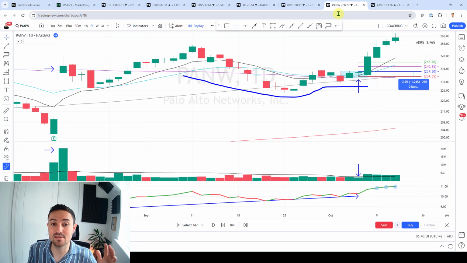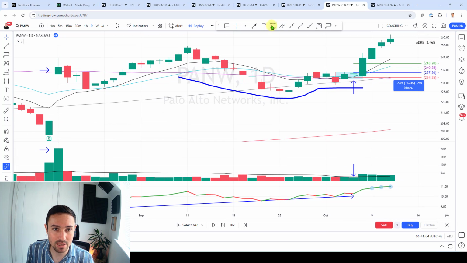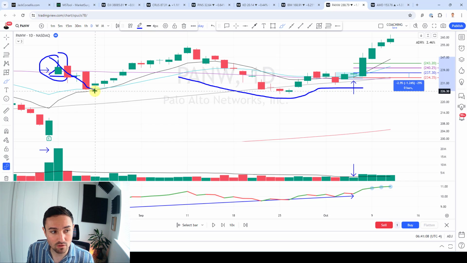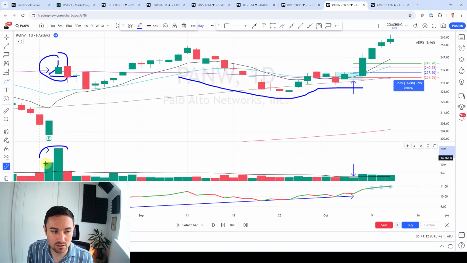So this one here, Palo Alto, this is a low pivot. What you see here is another one that had a good earnings reaction. See how it gapped up here? See how it gapped up here, opened on the low, pushed up, okay, sold off, bounces off the 10 here, and then it starts developing this little low pivot, really good volume coming through.